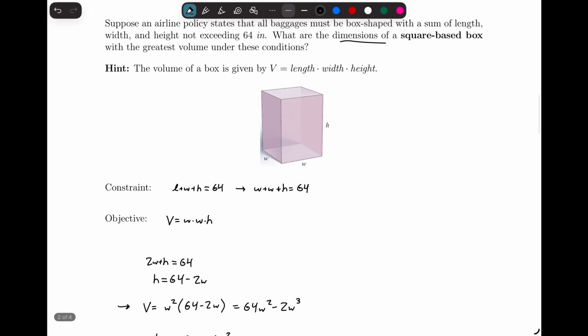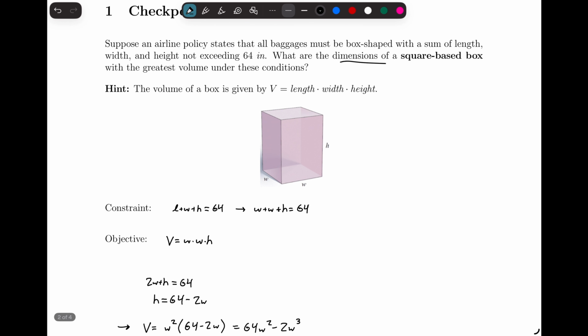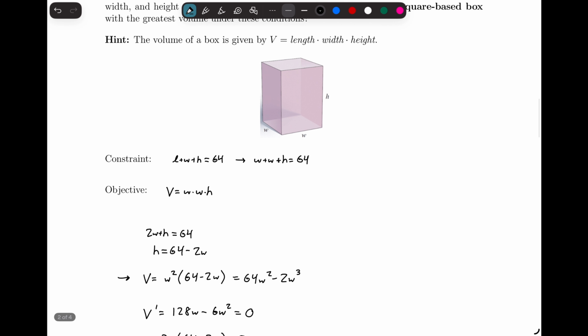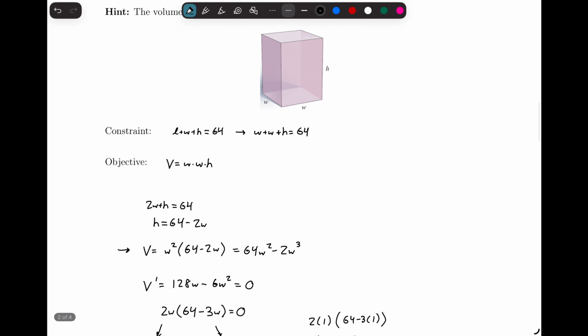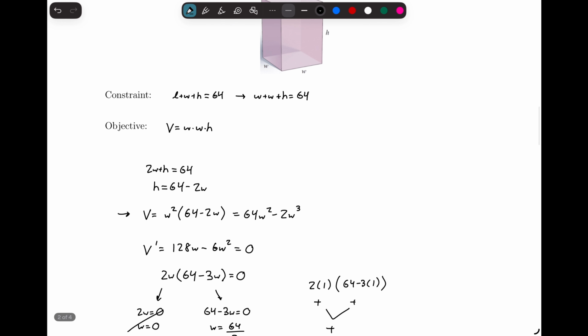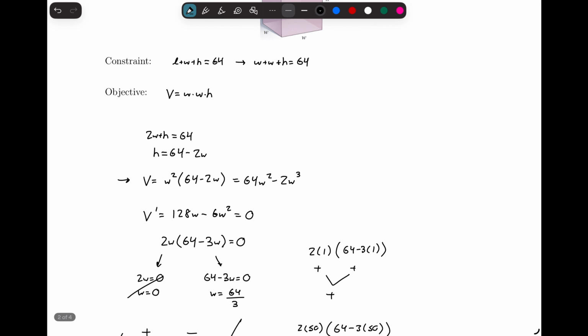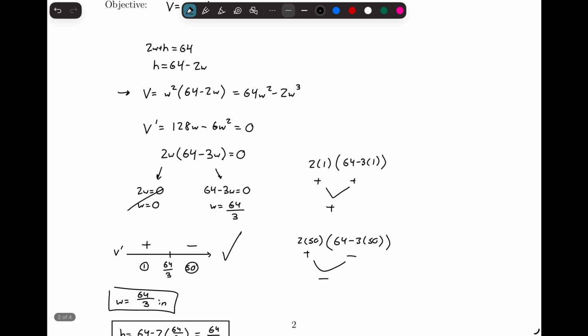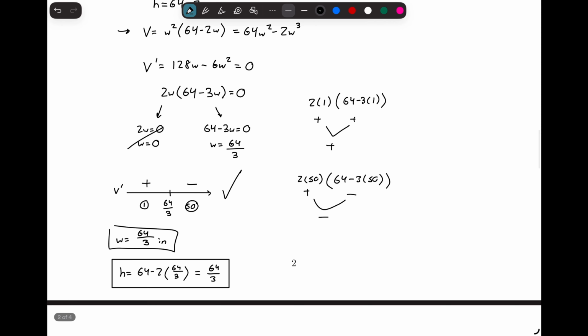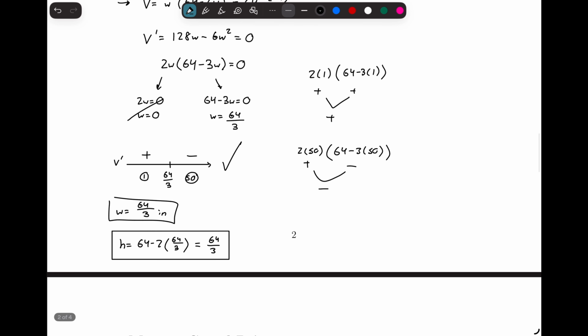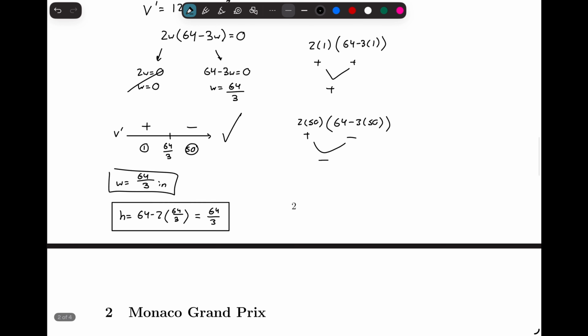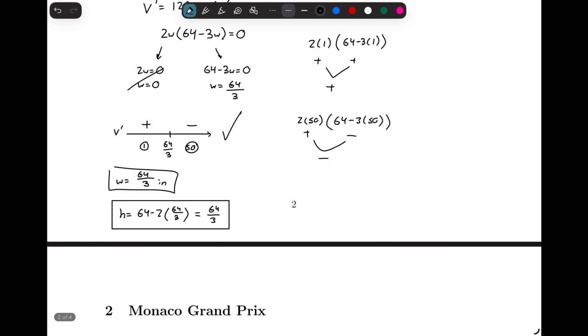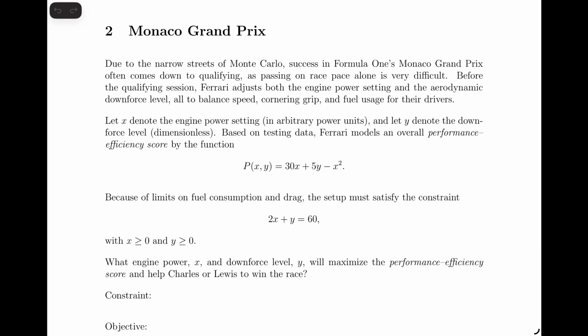Pretty much all optimization problems, you just get a constraint function and an objective function, and you solve that constraint function for one of the values and plug it into the objective so that your objective is a function of only one variable. From there, you'll take its derivative, set it equal to 0, find those critical points, check those critical points with the sign chart, and make sure you get all the values that it asks for. And yeah, that's it. Okay, now we'll move on to the second problem, Monaco Grand Prix.